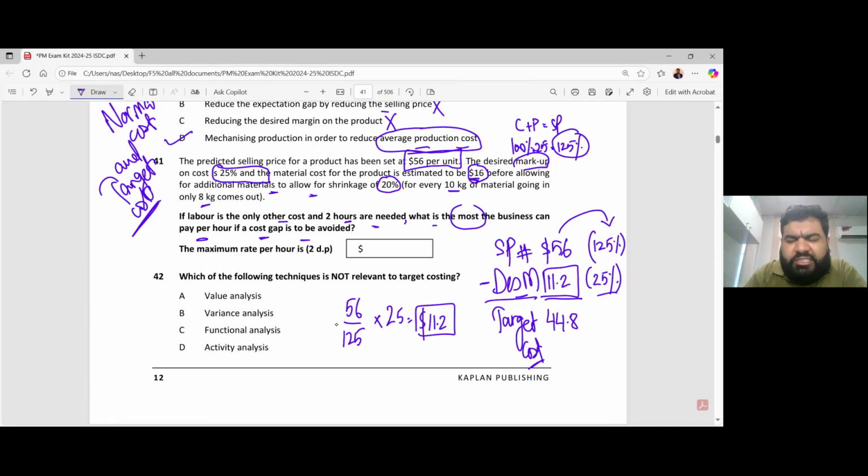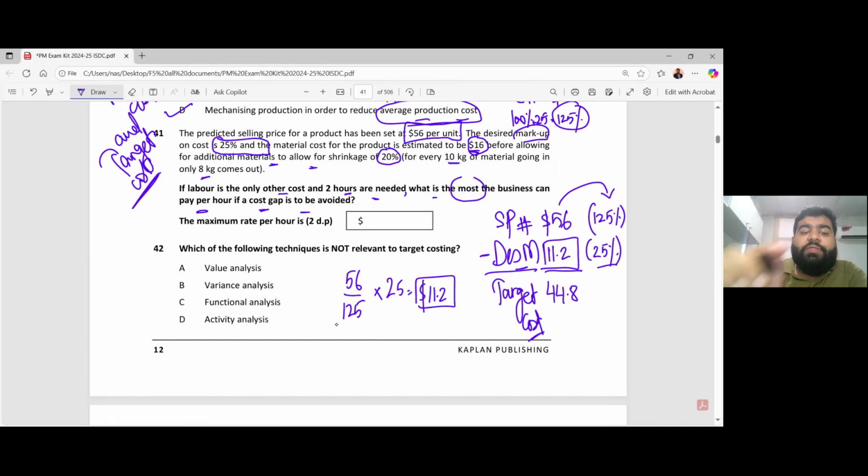It's the logic. Now we know that there are two types of cost. One is material cost and one is labor cost, because he discussed material cost in the question, and if labor is the only other cost, the business has only two costs, material and labor. So we'll deduct all material cost from the target cost, separate it, and if we're able to separate the material cost, we're left with the labor cost. From there, we can calculate rate per hour easily.